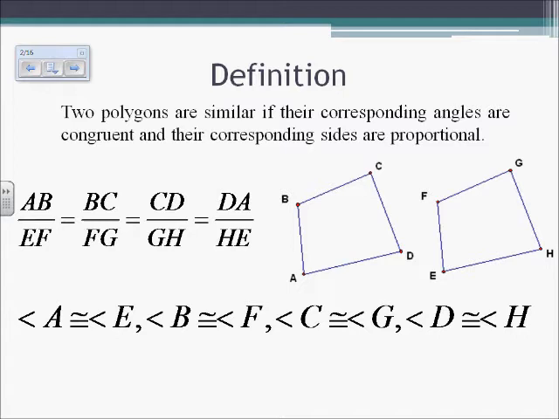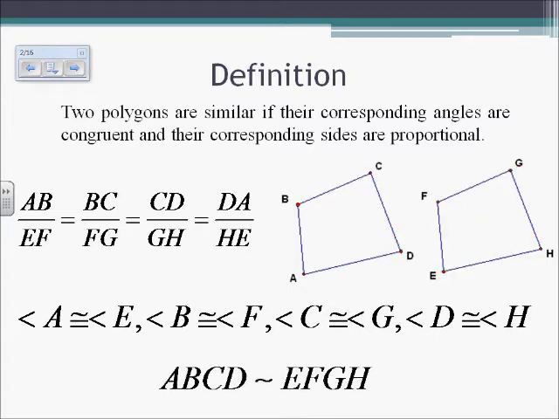So side AB has to be in proportion to side EF, BC has to be in proportion to side FG, CD has to be in proportion to GH, and DA has to be in proportion to HE. If both those things are true, then we have similar polygons.